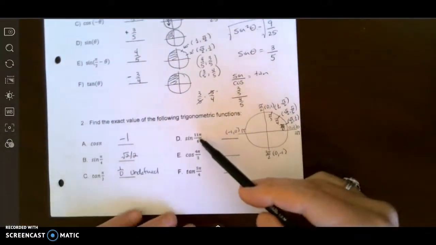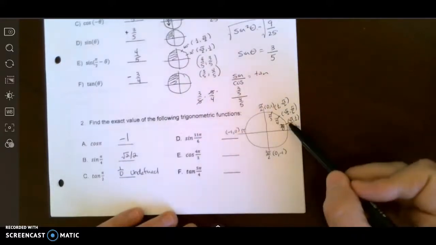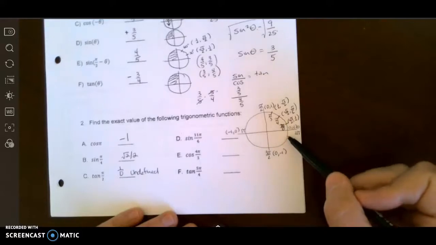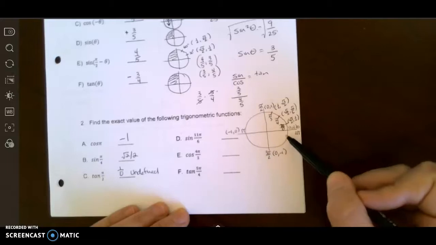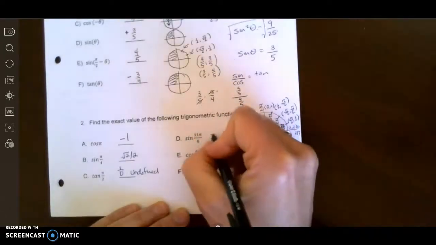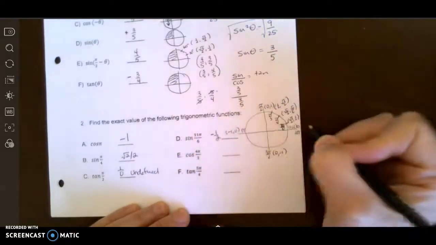Sine of 11 pi over 6. I know that this is my pi over 6 family, and it's the one in the fourth quadrant. So in the fourth quadrant, the x-coordinate would still be positive, and the y-coordinate would be negative. So right here, this would be square root of 3 over 2, -1/2, and sine is the y-coordinate, so it's -1/2.